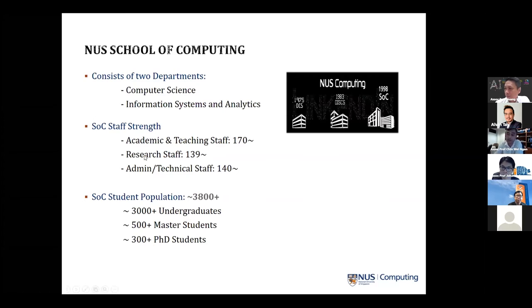So in terms of staff strength, these are the staff strengths, including admin and technical support. Student-wise, we take in right now about 1,000 undergraduates a year, about 300 plus master students a year, and about 100 PhD students a year. So these numbers are cumulative over 4 years, and also for PhD is typically about 4 years.